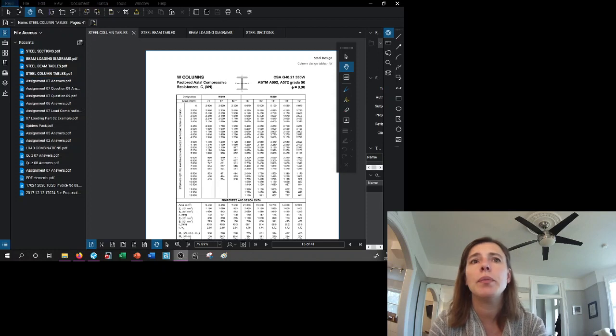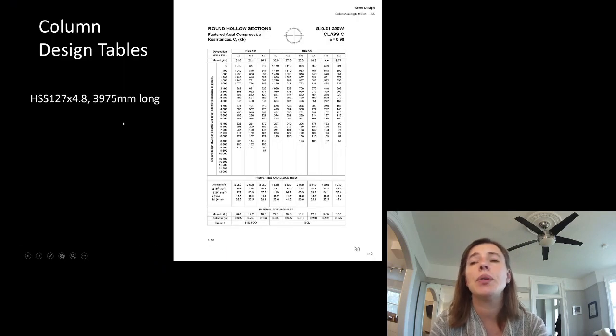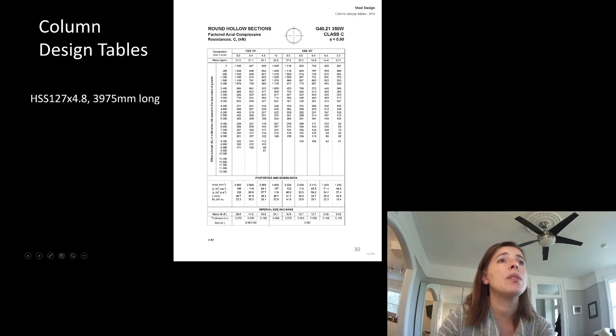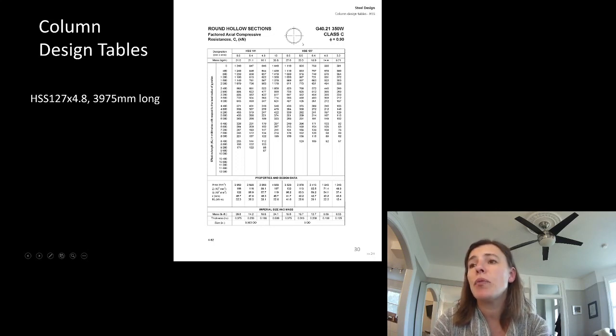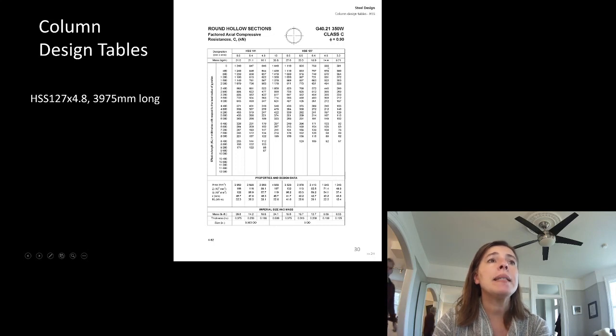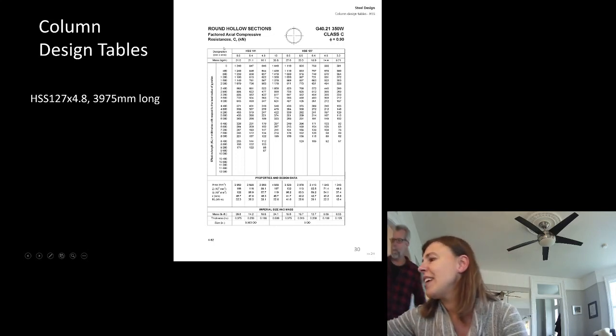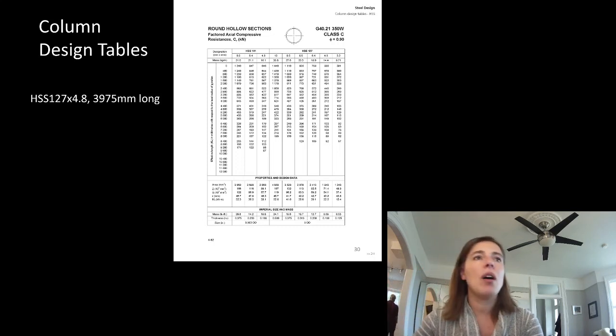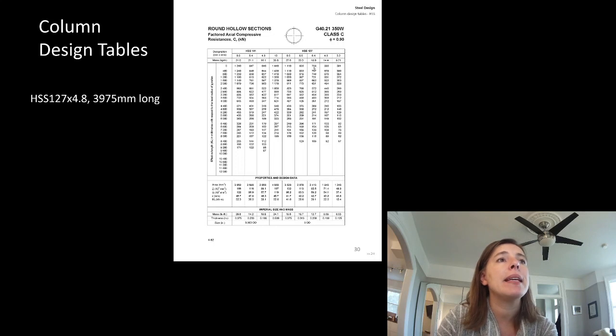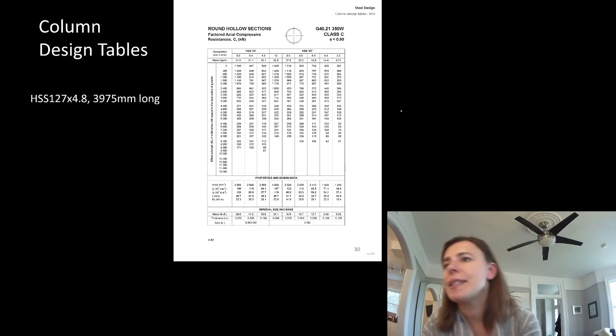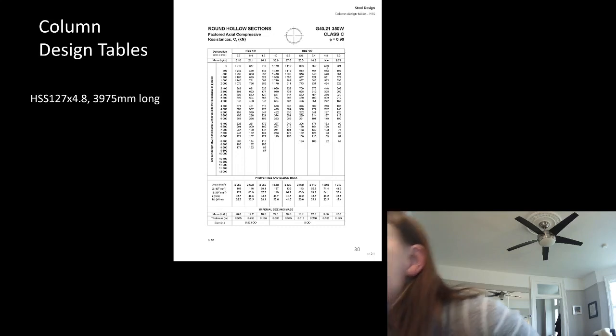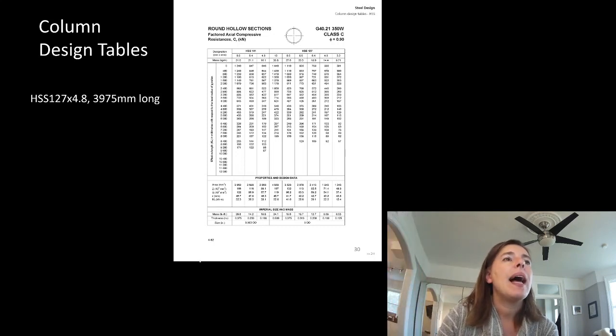Let's actually do it from here. Okay, so we have our HSS. We've gone to the page where we have our HSS 127, and it's got our 4.8. So our HSS 127 by 4.8 element is right here. And we can see that if it's 0 millimeters tall, it's got a capacity of 580 kilonewtons. Let's find that page.